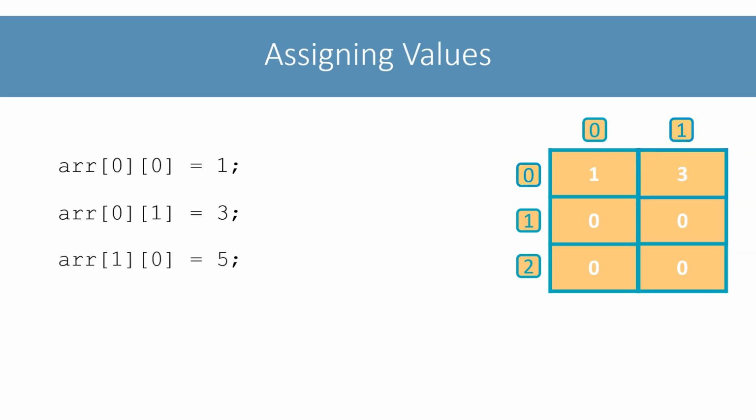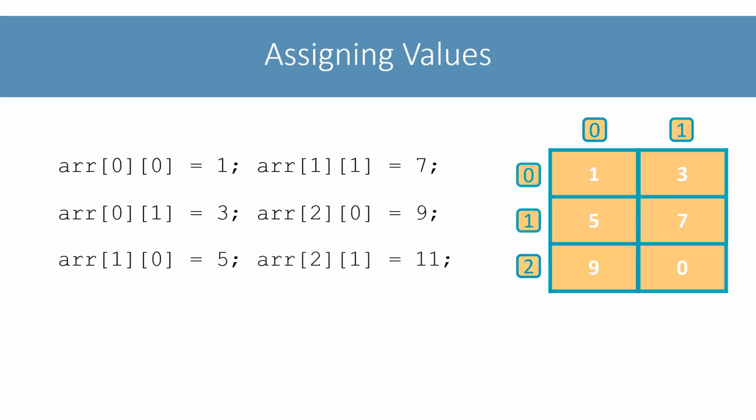Similarly, ARR of 1, 0 equal to 5 will assign the value of 5 to the element at index 1, 0. ARR of 1, 1 equal to 7 assigns the value of 7 to the element at index 1, 1. ARR of 2, 0 equal to 9 assigns 9 to the element at index 2, 0. And lastly, ARR of 2, 1 equal to 11 assigns 11 to the last element of the array at the index 2, 1. We have seen how to create a double-dimensional array using new operator and how to assign a value to each of its elements.